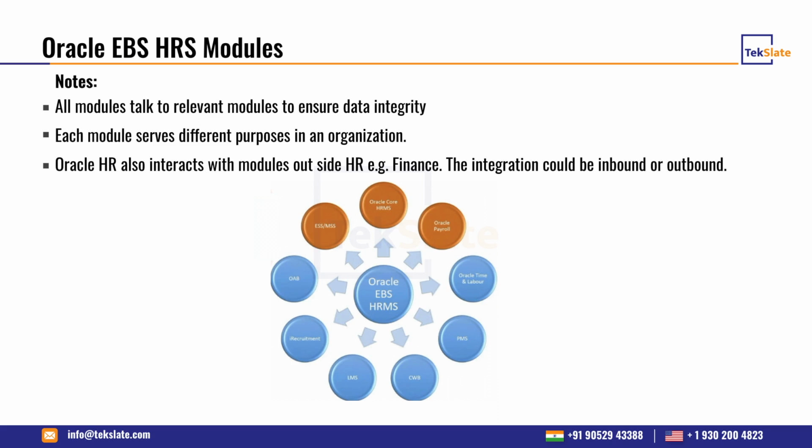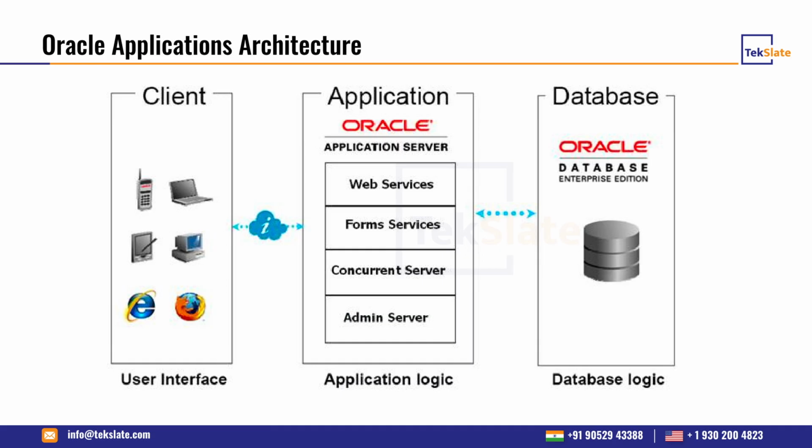Now let's look at the Oracle application architecture. It is a 3-layer architecture wherein the first is the client, which is being used by a functional consultant or a business user. You have a laptop, you have a mobile application, you have a desktop using an internet browser, be it Mozilla Firefox or Internet Explorer, and you access your application. So it is called the client layer, or the user interface, which talks to your application logic or application server, wherein you have web services, form services, concurrent services, and an admin server.